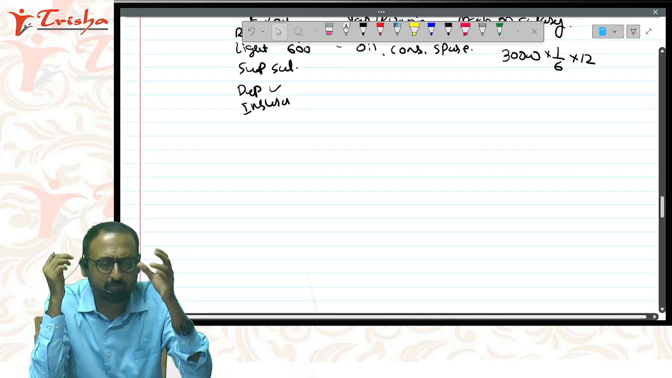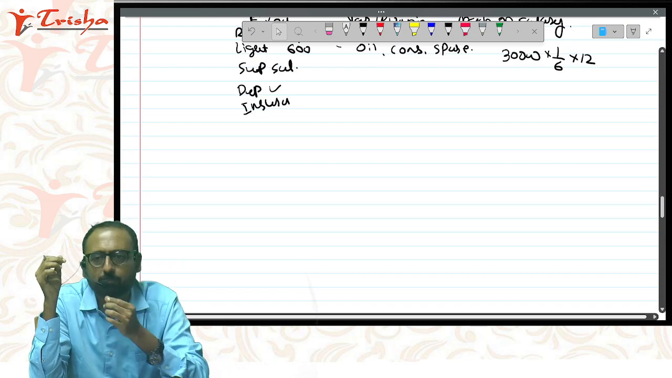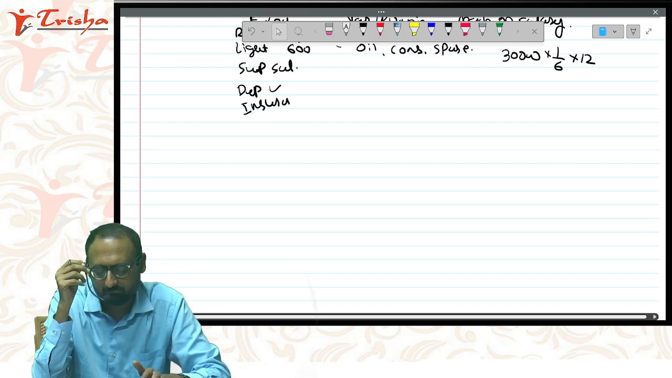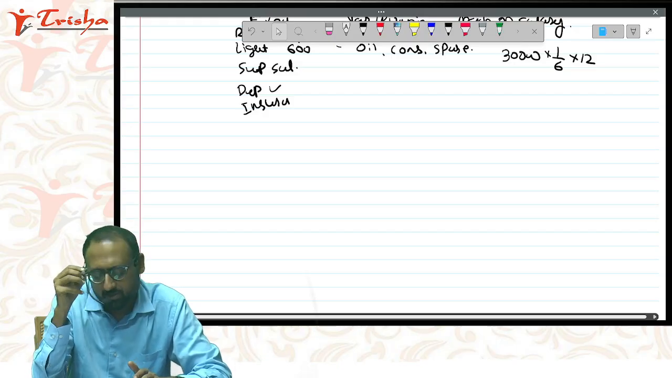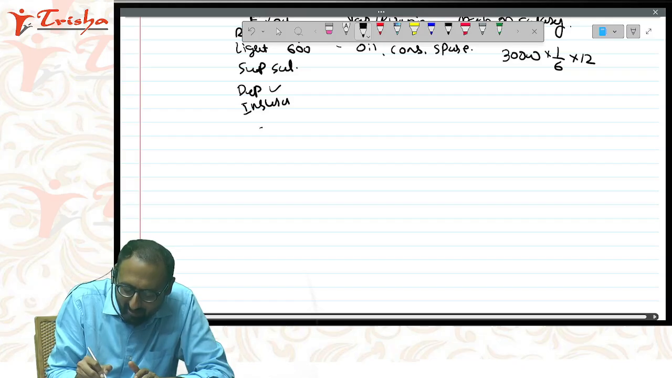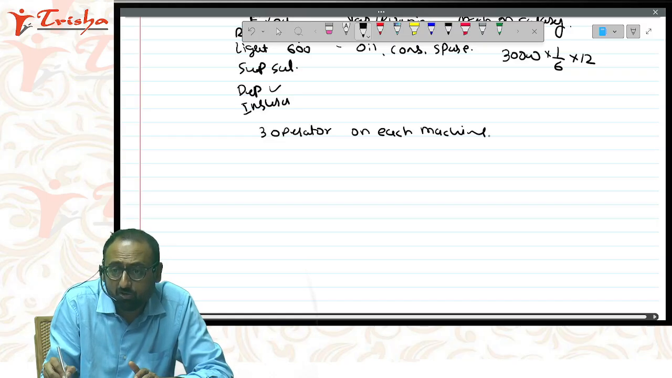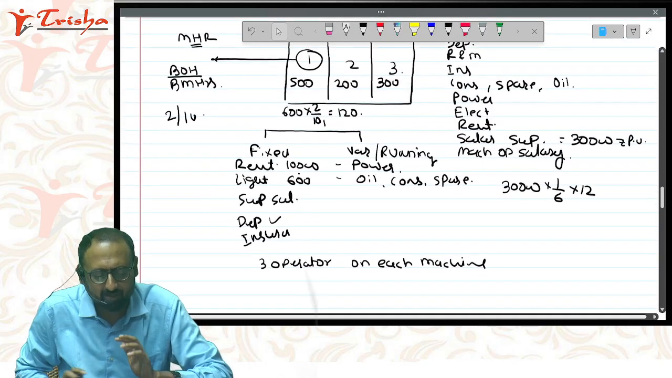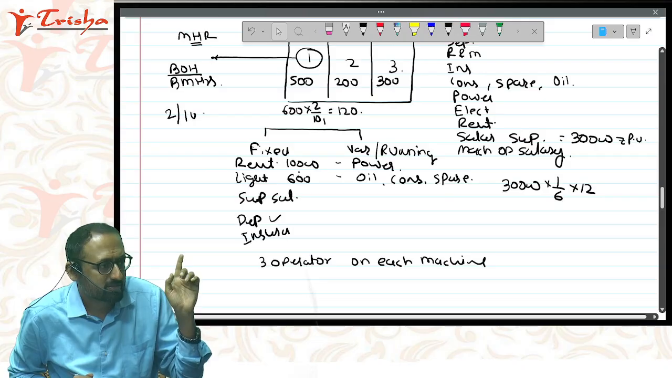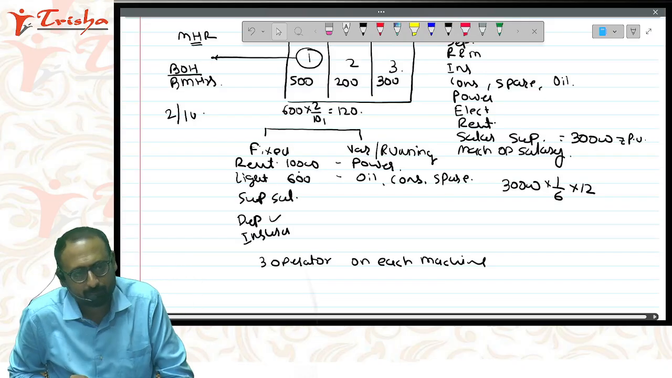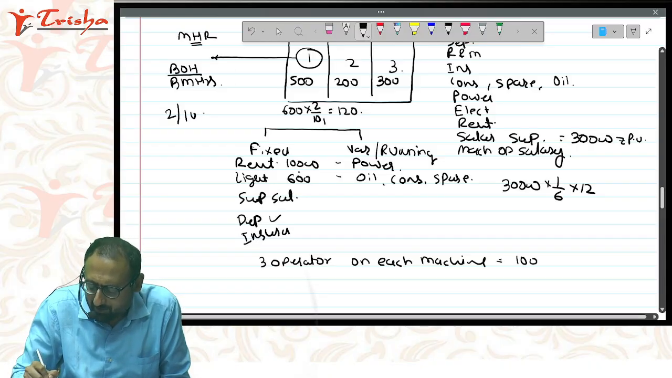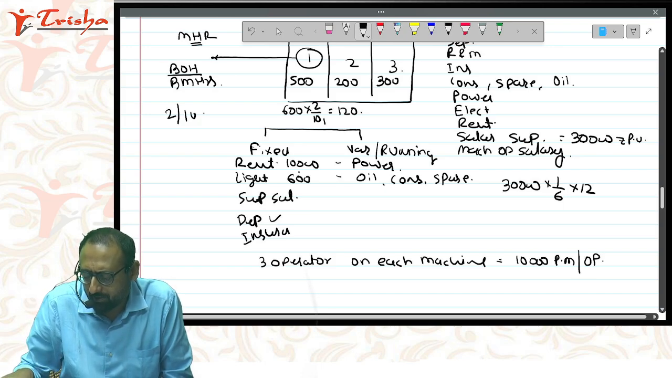One more very important adjustment is the operator's wages, where many students don't know how to write. In the same example, there are three operators on each machine. How many machines in our example? Three machines. On one machine, there are three operators. Salary per operator is 10,000 rupees per month.